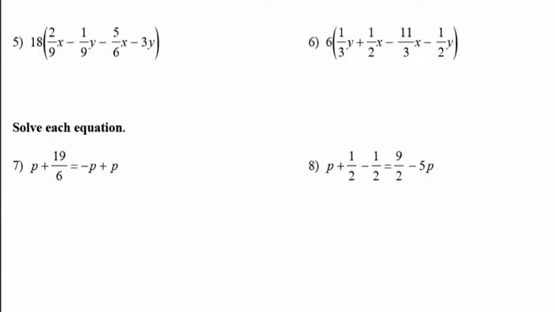So that's the first part of the test. Next part involves dealing with fractions. So I'm going to review doing this. I always love to cancel as I'm going through it. So let's do number 5 of this one.